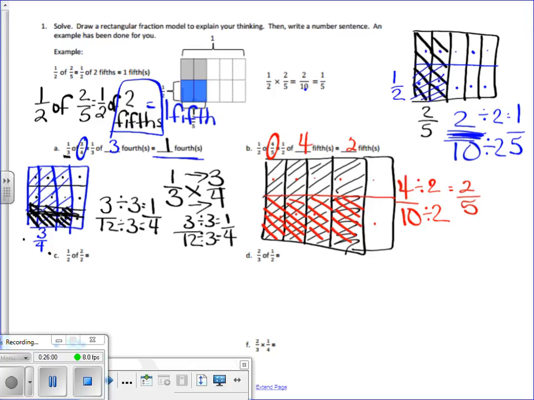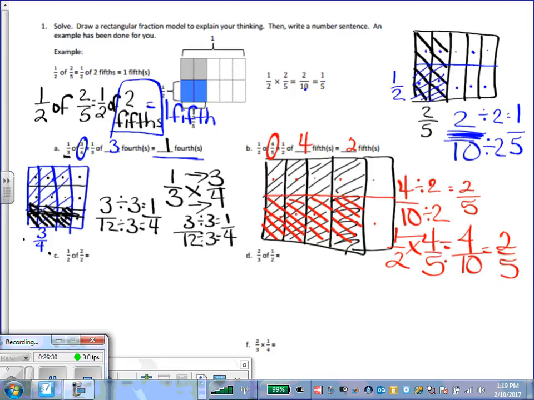So 1/2 times 4/5. 1 times 4 is 4. 2 times 5 is 10. And then just like before, you simplify by 2. So it really hasn't changed. The steps haven't changed. The only difference is we're doing it by non-unit fractions this time. Good job, Demontre.